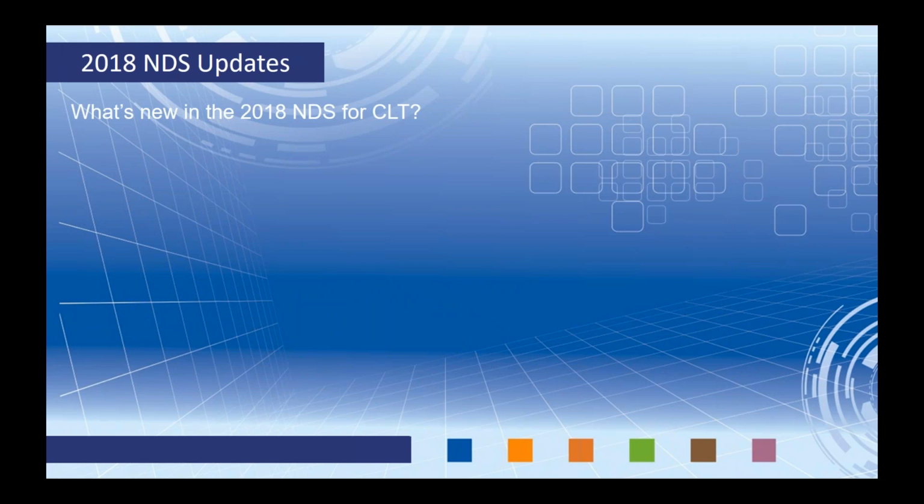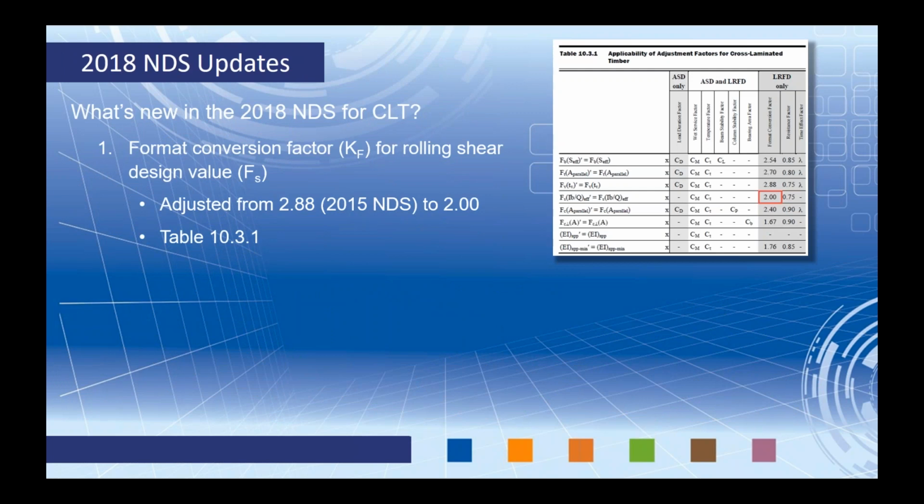Now, as far as the 2018 NDS updates, what exactly changed? In reality, there were only 2 revisions in Chapter 10 for CLT. The first being the format conversion factor K sub F, and this is applicable for the rolling shear design value F sub S within LRFD design. Now, within the 2015, this was 2.88, and it was simply adjusted to 2.0. You can see this within Table 10.3.1 of the 2018 standard, and within RF-Laminate, when you have the 2018 selected, it will automatically take into account that small change.